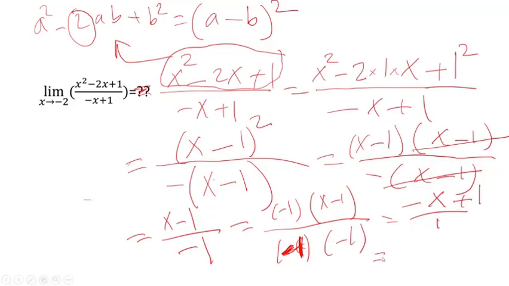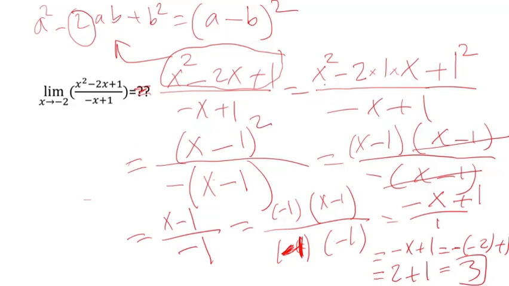So minus x plus 1 divided by 1 is just minus x plus 1. Replace x with minus 2. So it's minus minus 2 plus 1, which is, so minus times minus 2 is just 2, plus 1 is 3.